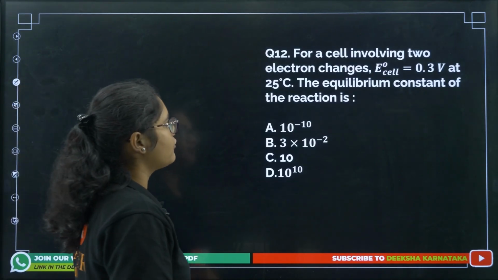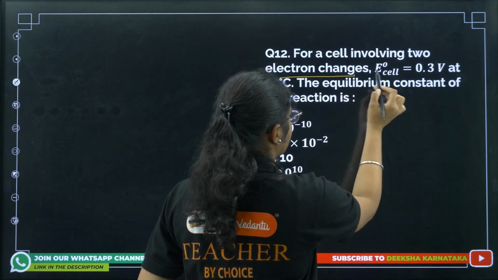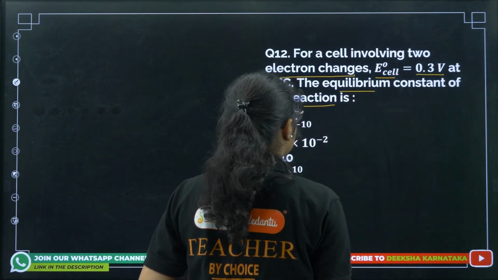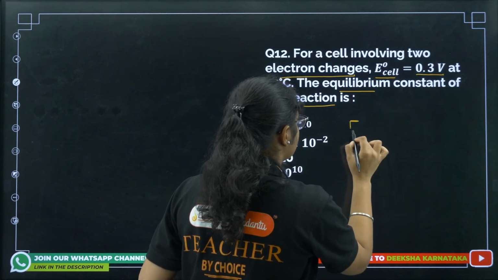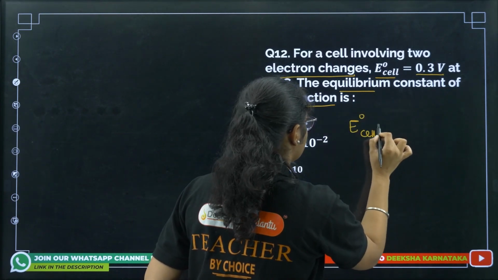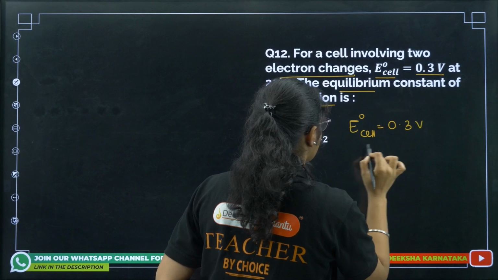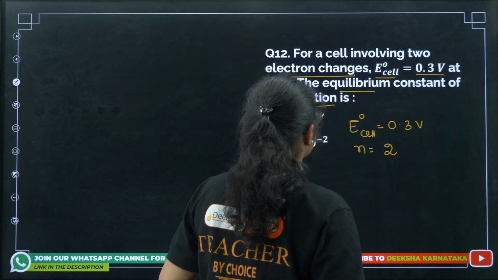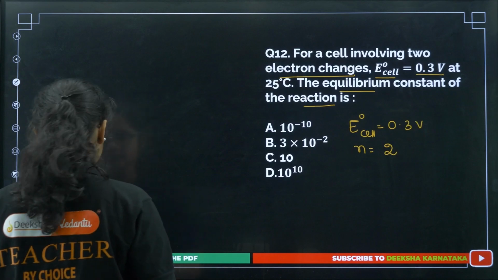Next, for a cell involving 2 electron changes, okay, E0 cell is given to you. The equilibrium constant of the reaction. Okay, so let us write down the values first. E0 of the cell is given, that is 0.3 volt. 2 electron changes, so N is equal to 2. Okay, now we need to find the value.